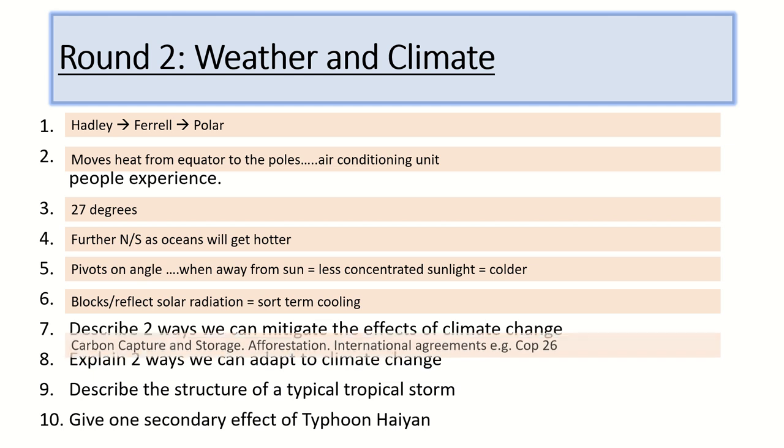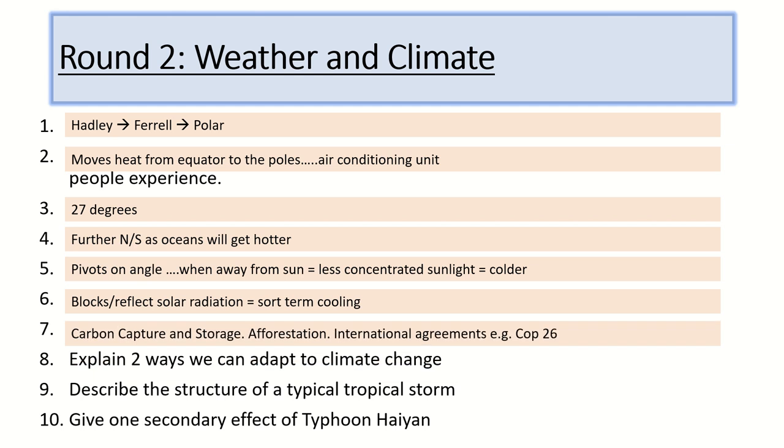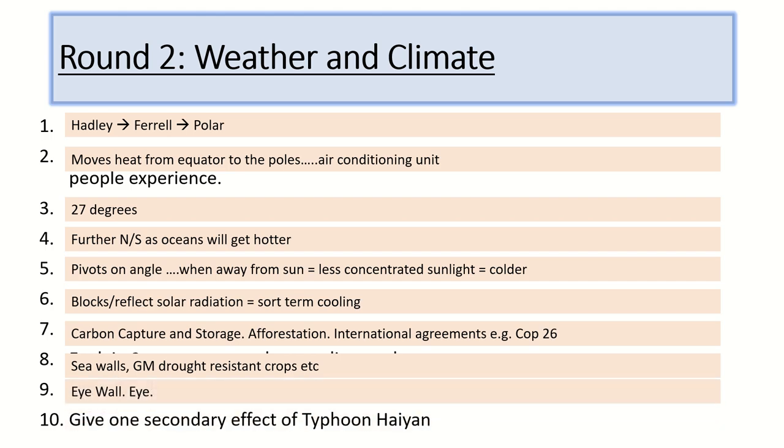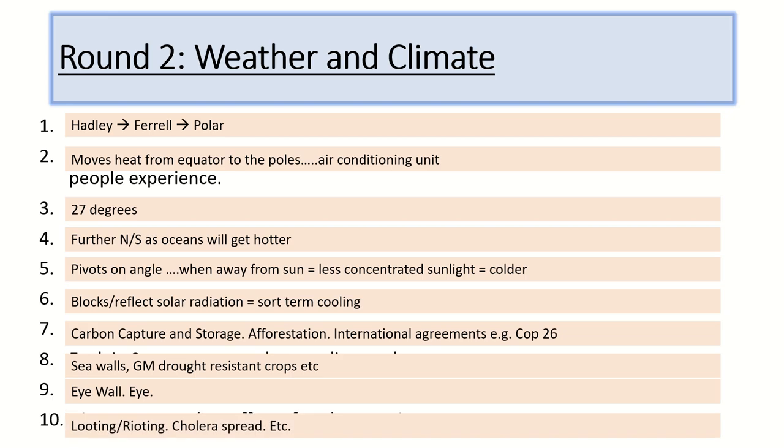We can mitigate climate change via carbon capture and storage, afforestation, and international agreements, even though they are absolutely useless, because they are not legally binding. We can adapt to climate change with things like seawalls for sea level rise and storms, genetically modified drought-resistant crops that we can grow without any water or very little water. Tropical storms have an eye and an eye wall, and after Typhoon Haiyan, we had looting and rioting, cholera spreading, etc., which killed so many people.